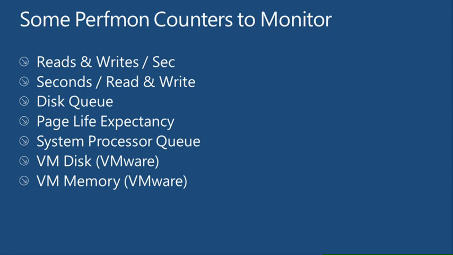Another counter I want to look at is the system processor queue. And if you're going to work on a physical to virtual migration project, definitely look at this counter on the physical boxes and compare it to what you get in your virtual machine after you do your migration. This is a system-wide counter. It's not per core or per CPU in your server. And you want this number as close to 0 as you can get.